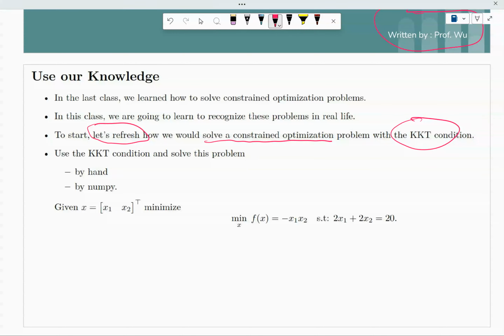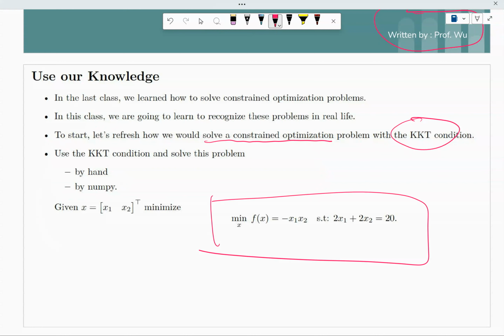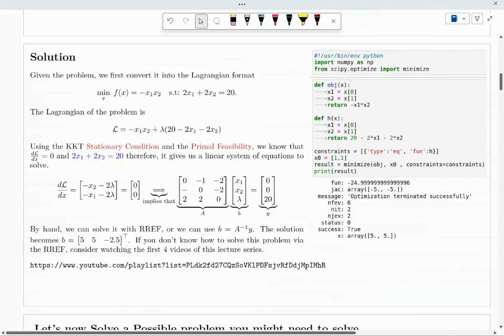Now, if you remember, the KKT condition has four parts: stationarity, primal, dual, and there's this thing called complementary slackness. So see if you can solve this by hand and see if you can solve it by numpy. Okay, you want to minimize x such that you have this. All right. So at this point, pause the video, give it a try. We'll move on. So here's the solution.